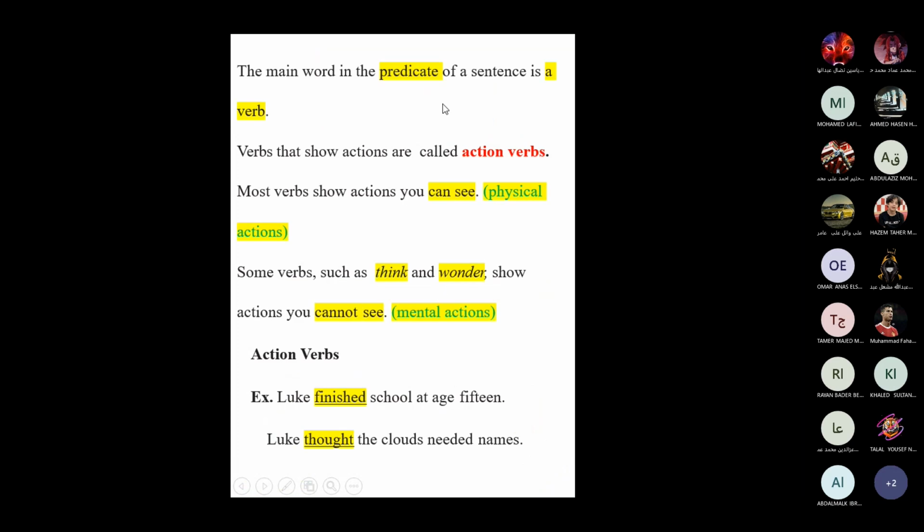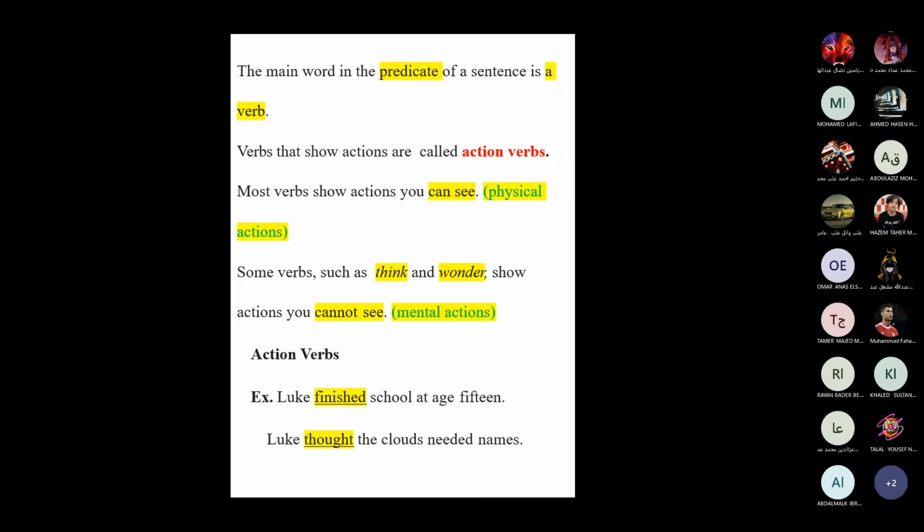So let's define it. The main word in the predicate of a sentence is a verb. When you make a sentence, your sentence has two main parts. The first one is the subject, and the second one is the predicate. The subject is when I ask who does, and then you have the predicate, what does. Who does the action and what action he does. When I ask who does, I ask about the subject. But our lesson today is about the predicate.